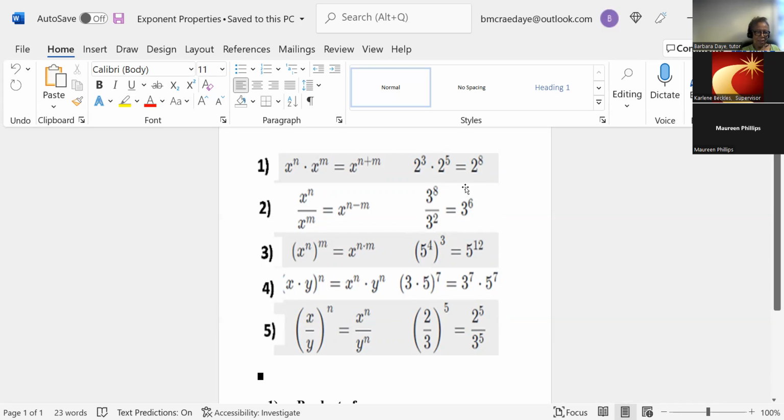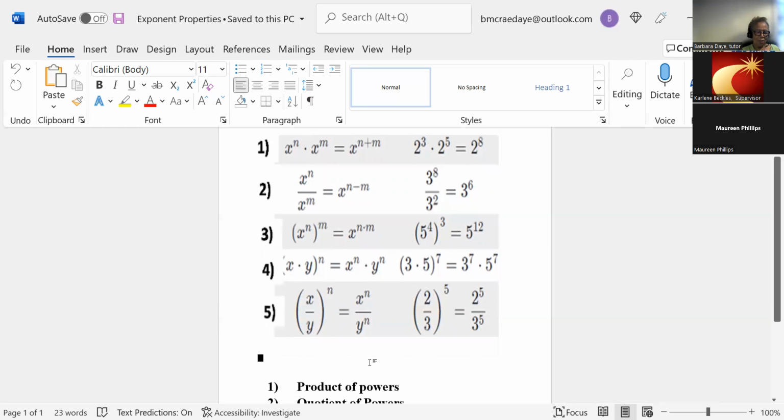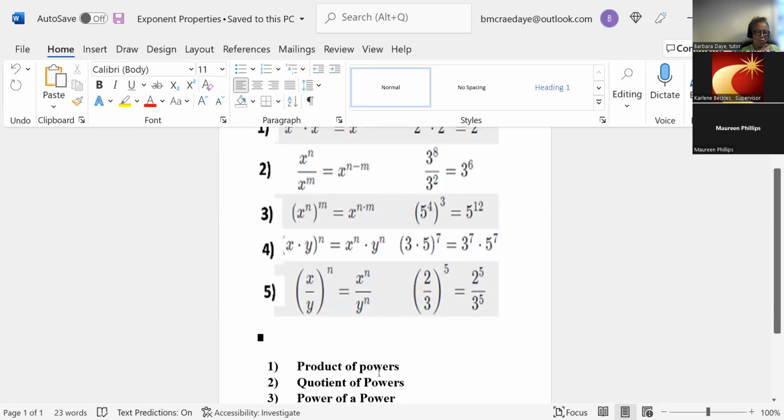So that's called the product of powers, and number 2 is called the quotient of powers, because a quotient is what you get when you divide, right? Okay. So 3 to the 6 is the quotient of dividing 3 to the 8 by 3 to the second. Now, is that clear for the division, Maureen?